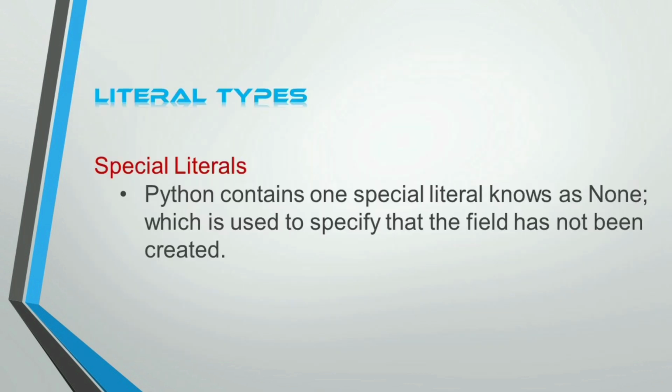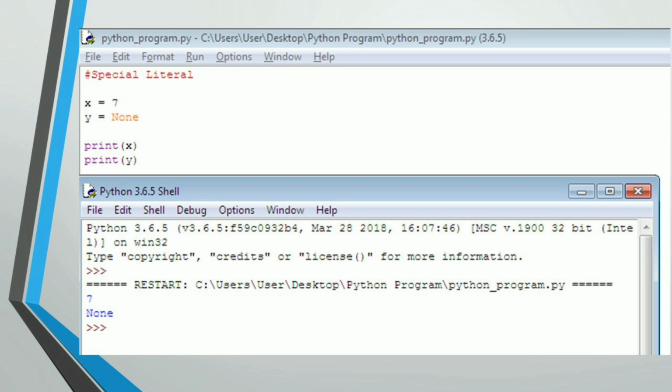Last literal type is special literals. Python contains one special literal known as None, which is used to specify that the field has not been created. You can see in Python IDE x equal to 7 while y is equal to None.